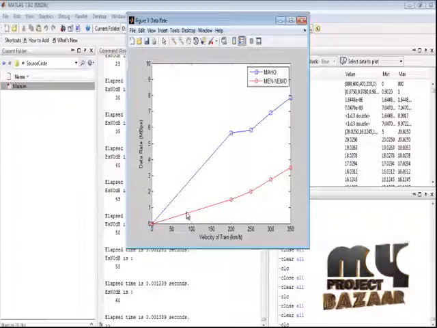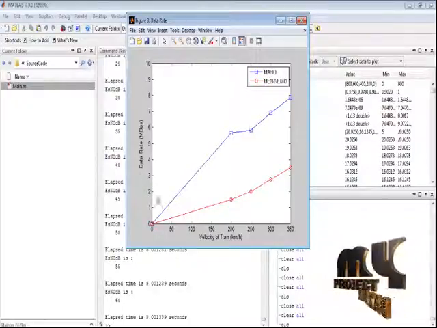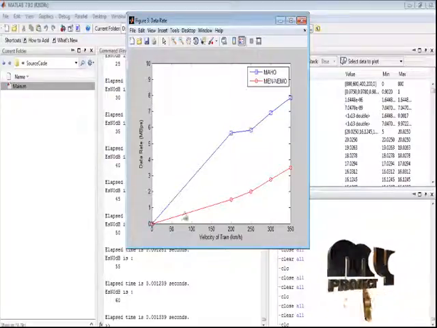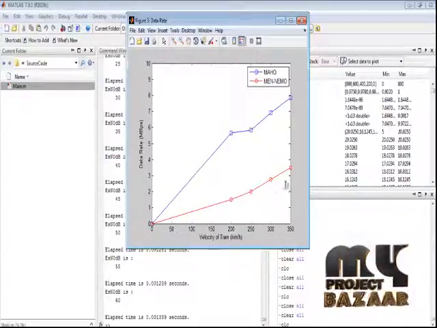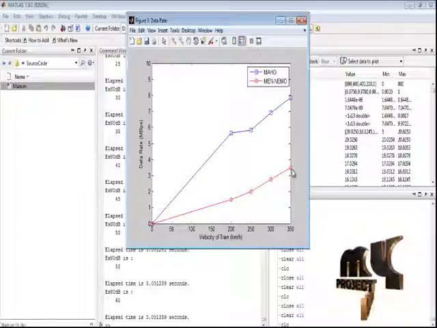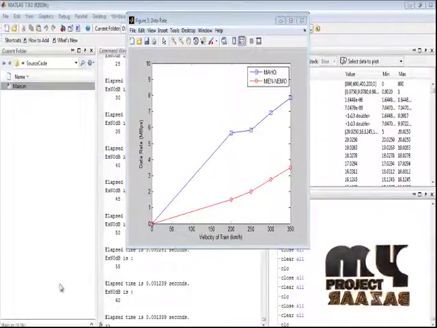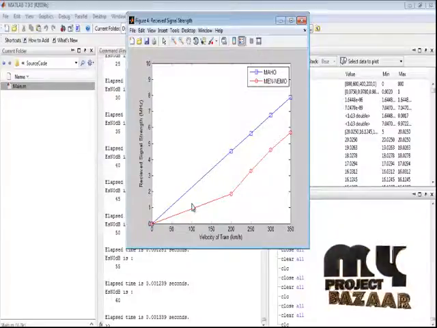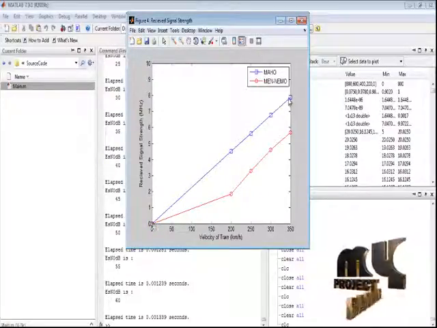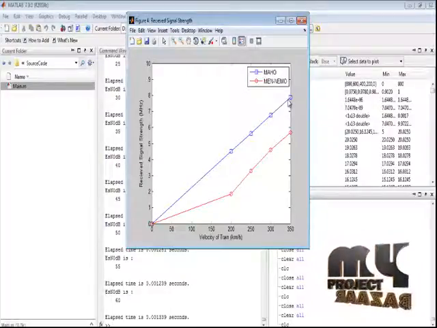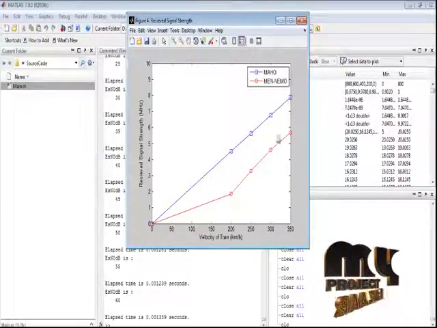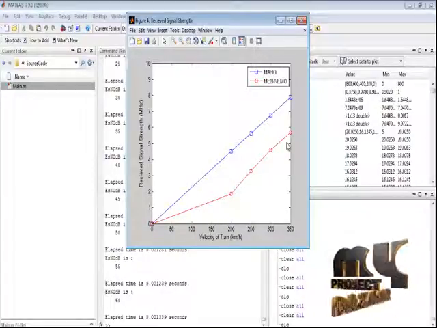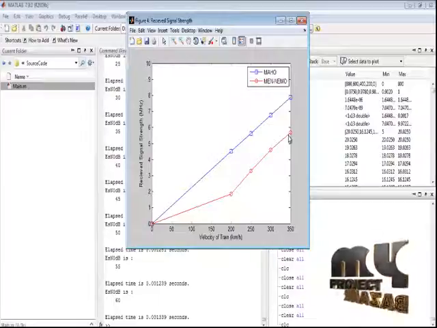This represents the data rate. Here we achieve a data rate of 8 megabit per second, and in the existing system we achieve a data rate of 3 megabit per second. And this is the received signal strength in megahertz format. Here in the proposed system we achieve 8 megahertz as the received signal, and in the existing system we reach 6 megahertz.